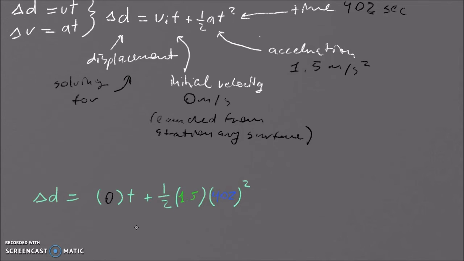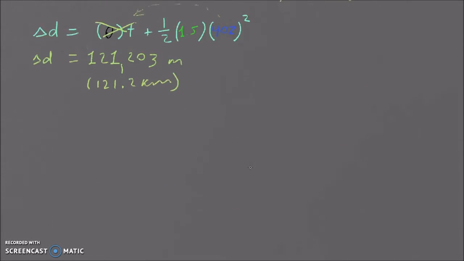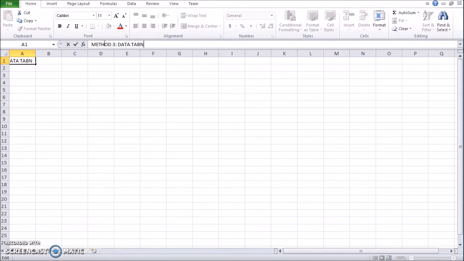0 for initial velocity, and the t, I miswrote that there. That should be 402, but it's multiplied by 0, so it doesn't matter anyway. We have 1/2 times 1.5, which is our acceleration, times the time squared, and we get the same answer. Now, we can solve it a third way.